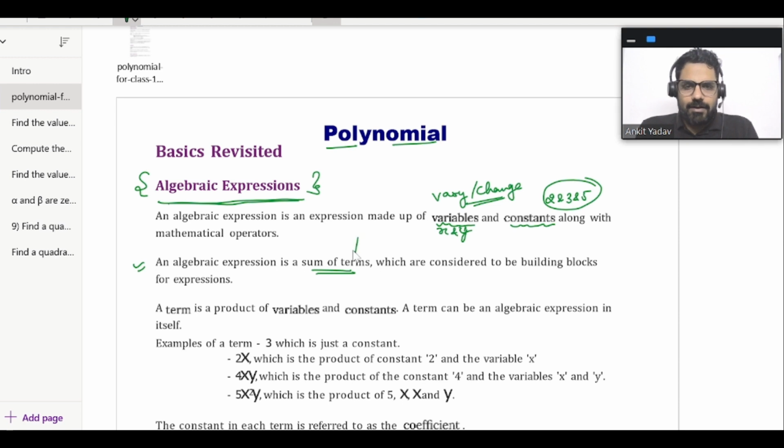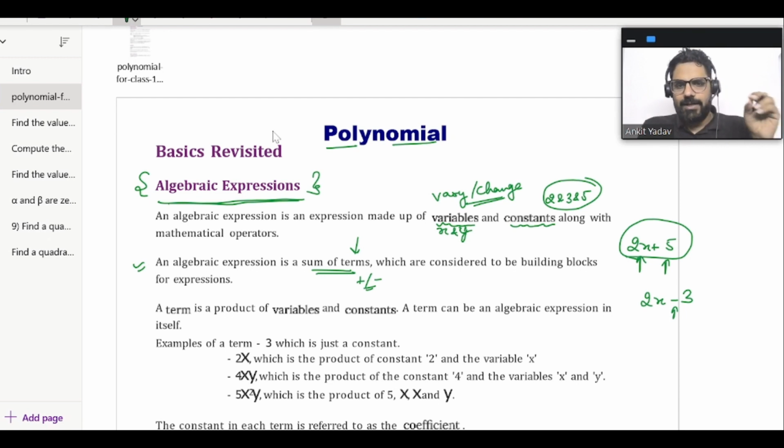Now we are learning a new thing, that is, terms are always separated by positive or negative signs, right? For example, if I'm taking an example like 2x plus 5, so in this algebraic expression we are having two terms, that is 2x and 5, correct? We can also have 2x minus 3, so there can be a sign like negative or positive. So the terms are basically separated by either a positive or negative operation, right? Clear everyone? So these are the building blocks for expressions.